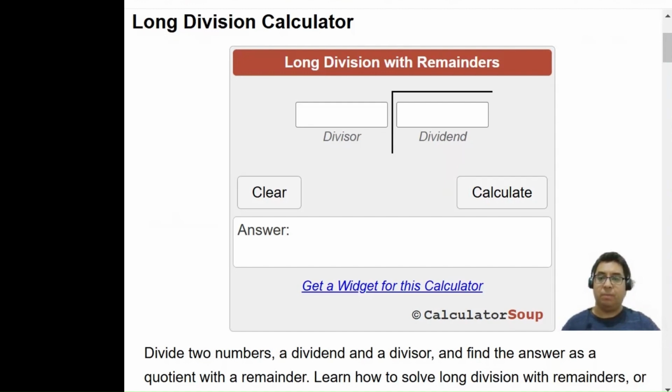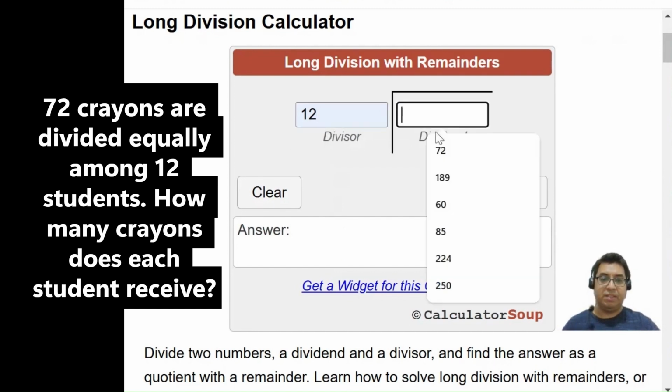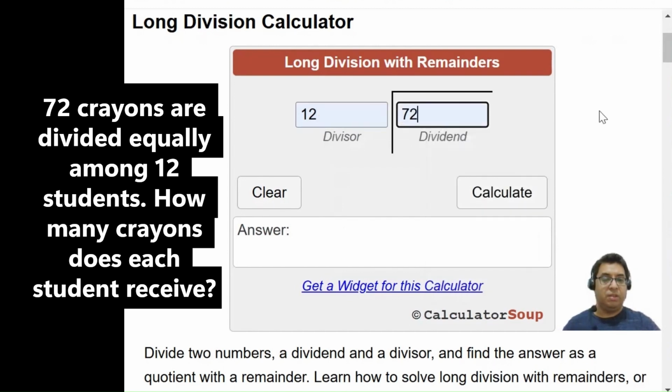So the first problem we have is 72 crayons are divided equally among 12 students. How many crayons does each student receive? Okay, so for the divisor, I'm going to put 12. And then for the dividend, I'm going to put 72 here. So what's 72 divided by 12 basically? What's it going to be?